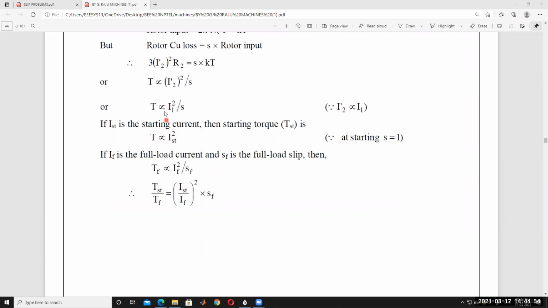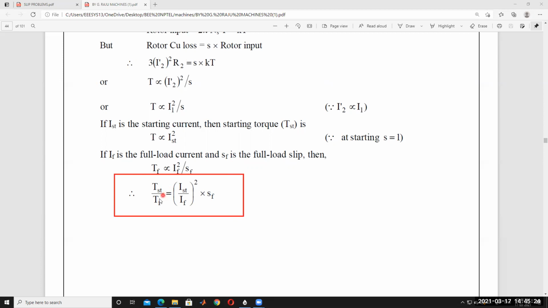So this is the torque relation. Then full load torque TF is proportional to IF square by SF. And then divide these two relations. This is called starting torque and this is called full load torque. Then starting torque by full load torque is equal to IST by IFL whole square into SF. So this is the relation.